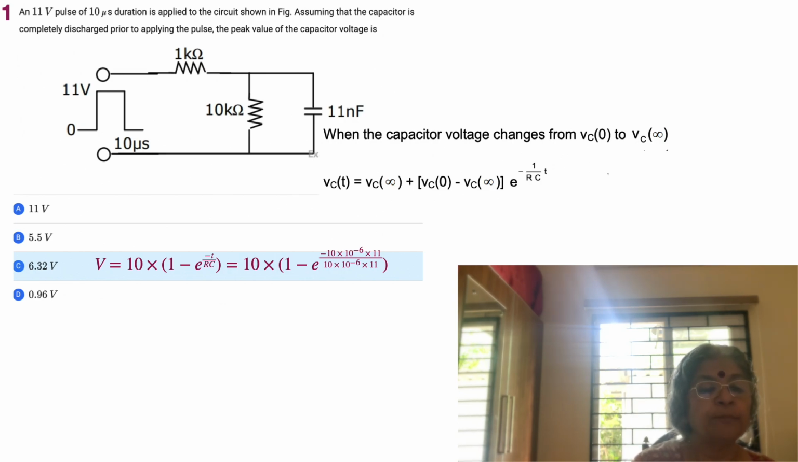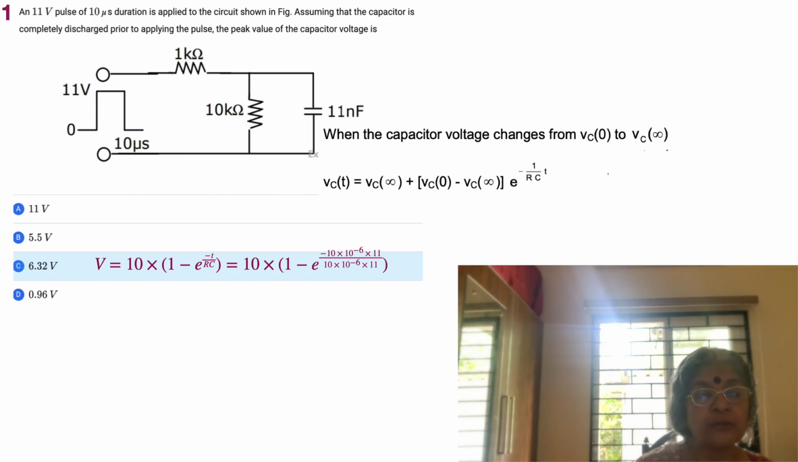An 11 volt pulse of 10 microsecond duration is applied to the circuit shown in the figure. Assuming that the capacitor is completely discharged prior to applying the pulse, the peak value of the capacitor voltage is what? Obviously the capacitor is getting charged as a result of this pulse. And how much does it get charged to? It gets charged to a total voltage as given by the time when the capacitor has opened out.